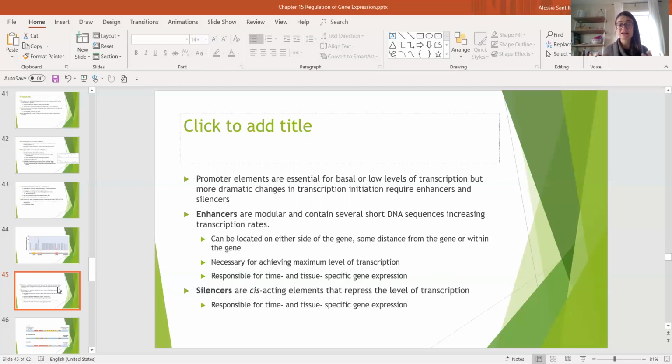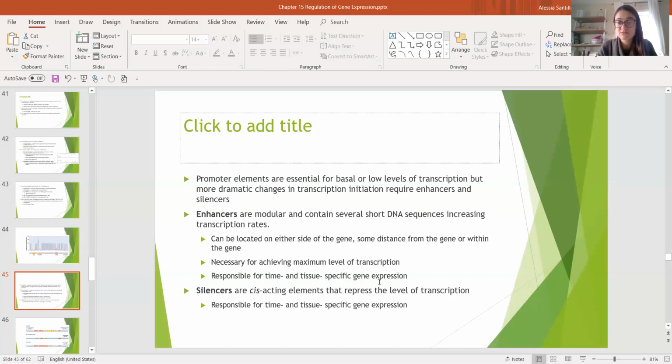Another thing is that enhancers and silencers don't really interact with RNA polymerase. This is not what RNA polymerase needs to bind to in order to actually start transcription. So enhancers and silencers just simply increase, or as silencers, as you can imagine, repress the level of transcription. So enhancers are modular and contain several short DNA sequences, increasing transcription rate. They can be located on either side of the gene, some distance from the gene or within the gene.